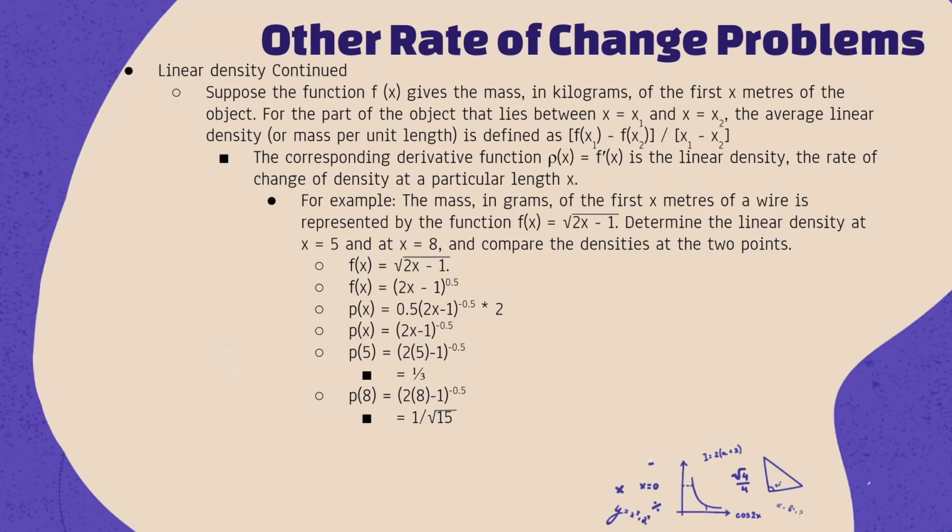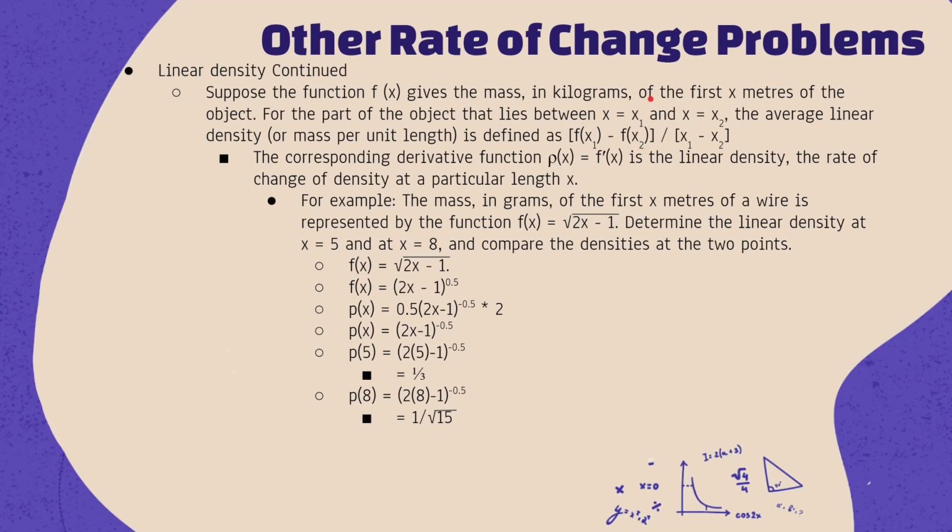If you want to find its average linear density, or the mass per unit of length, you would have to find the difference between the values of f of x at x1 and x2, and divide that by the distance between those 2 points. If you want to find the rate of change of density at a particular length, you would have to find the derivative of the function f of x. This is the function f of x, and these are 2 points, x1 and x2, so don't get that confused.